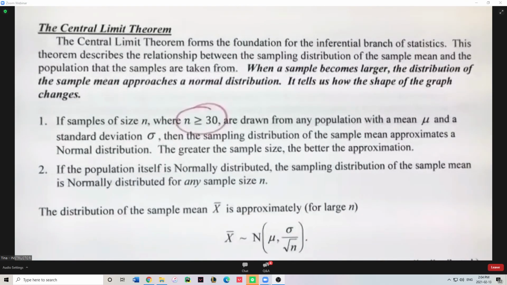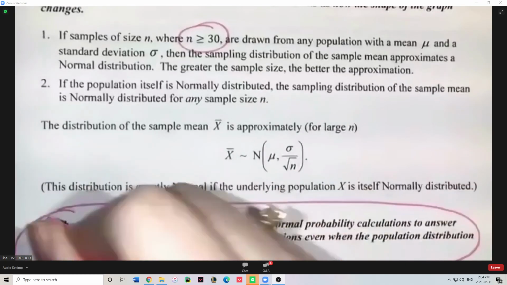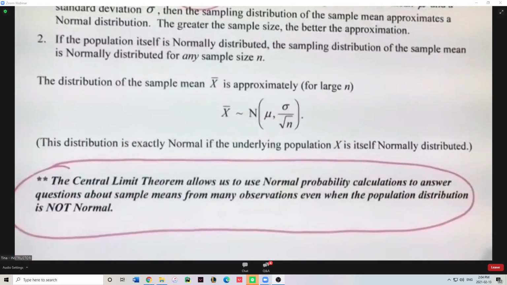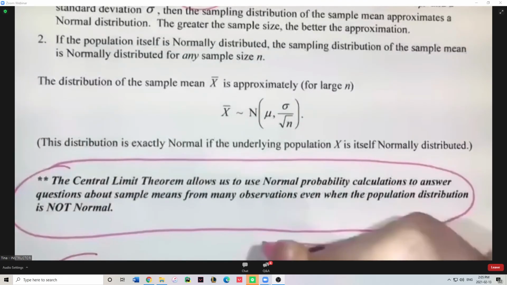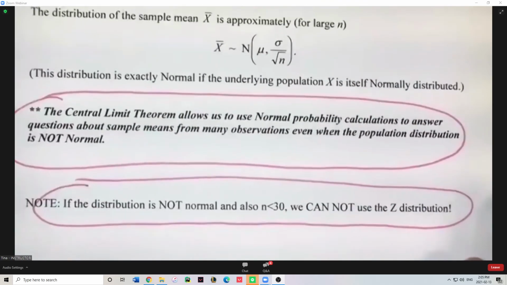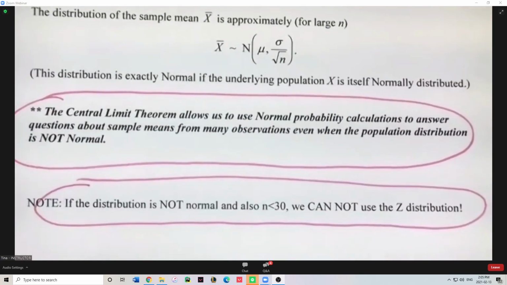Okay, so n greater than or equal to 30. So here's the key. The central limit theorem allows us to use the normal probability calculations to answer questions, even when the population distribution is not normal. If the distribution is not normal and n is less than 30, then you cannot use the Z. And then you might have that kind of answer that's not enough information to calculate.